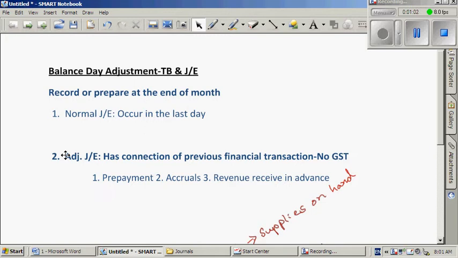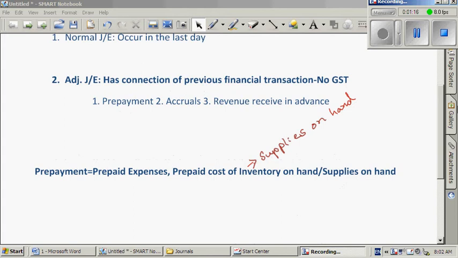There are mostly four types of journals in balance sheet adjustment. One is prepayment, another is accruals, and the third, or the last one, is revenue received in advance. Let me talk about prepayment.